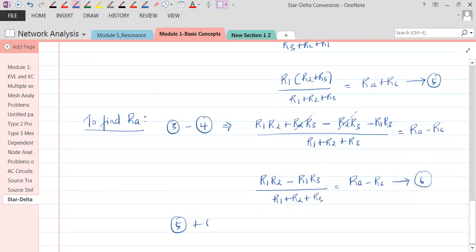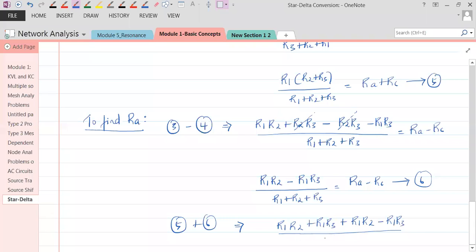5 plus 6 gives you what? Everybody see what that gives us? It's R1 R2 plus R1 R3, plus R1 R2 minus R1 R3, divided by R1 plus R2 plus R3.